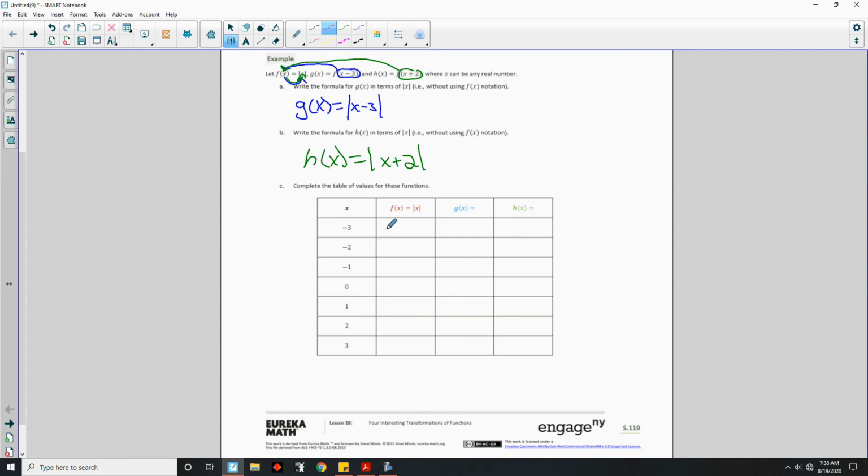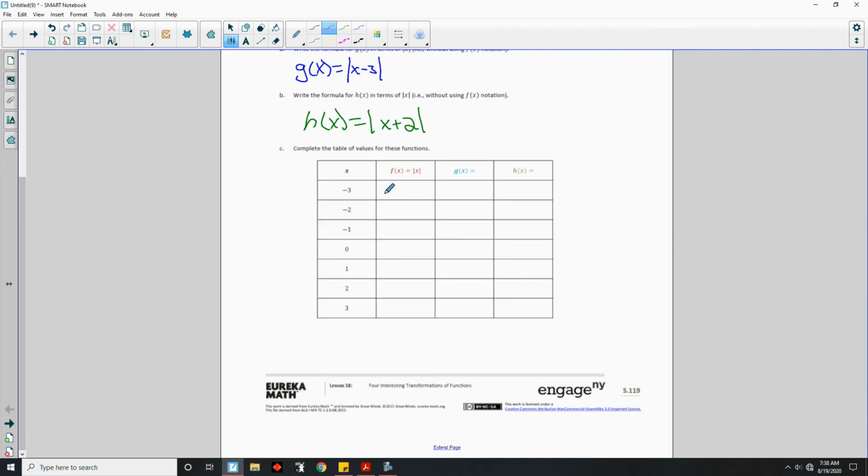So now we have a table, then they want us to complete the table for these three functions. So the absolute value of x is the first one. F of x is the absolute value of x. Here are our x's. So we're just taking the absolute value of these numbers. And the absolute value of negative 3 is 3. Absolute value of negative 2. Absolute value of negative 1. Absolute value of 0. Absolute value of 1. Absolute value of 2. Absolute value of 3.